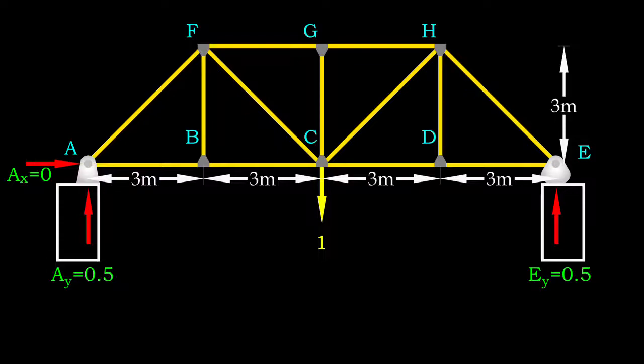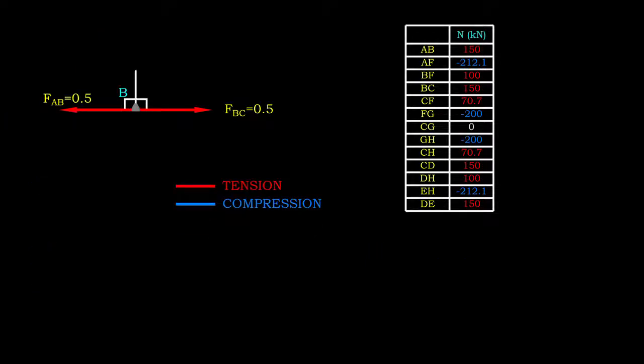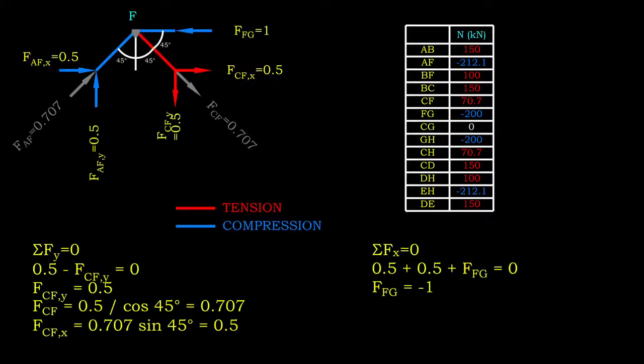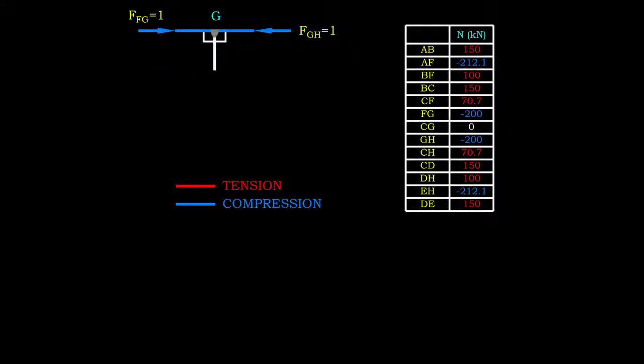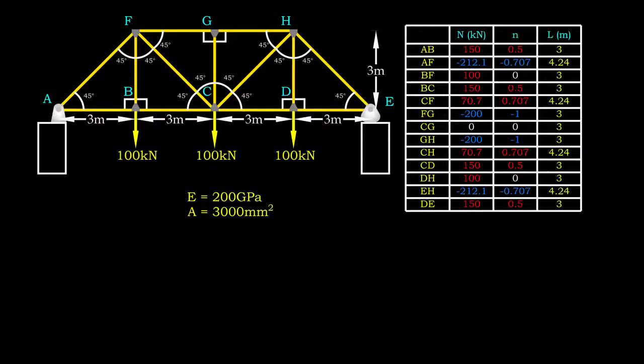First, we determine the support reactions. Then, we implement method of joint again to determine member forces. At the end of this process, we should tabulate the member forces under both load cases and make our upcoming task easier. Next, we determine the length of each member and insert it to our table.